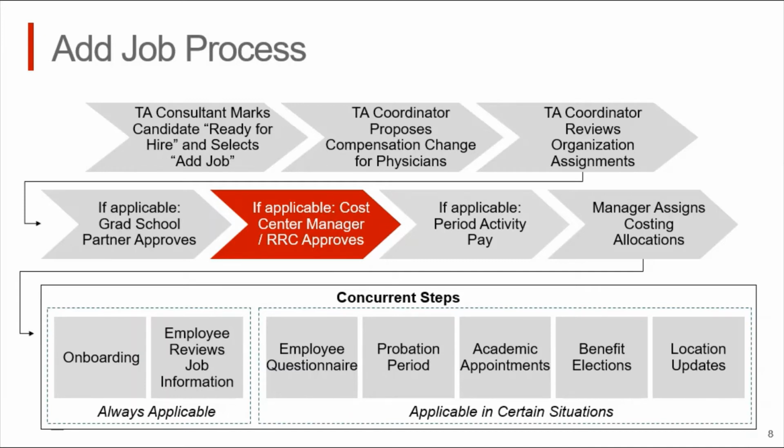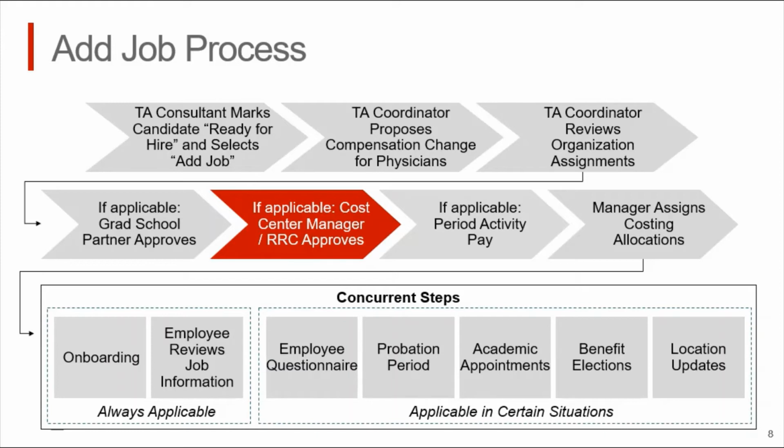The add job process is as follows. Step 1. Talent acquisition consultant marks candidate ready for hire and selects add job. Step 2. Talent acquisition coordinator proposes compensation change for physicians. Step 3. If needed, the TA coordinator will review and update the organization assignments. Step 4. Grad school partner will review if the job is less than 10 or greater than 20 hours by looking at the current assignments.